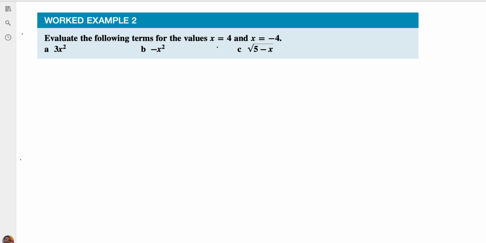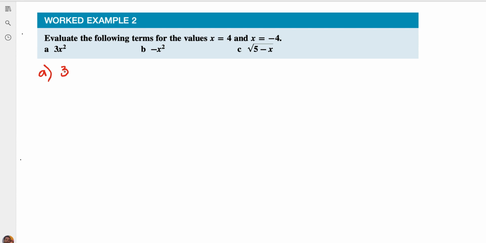Okay, these and the following examples are about evaluating by doing substitution. So it says evaluate the following terms for the values x equals 4 and x equals negative 4. Okay, so I have two things that I have to do each time. One when x is equal to 4 and another one when x is negative 4. Okay, so let's do A.